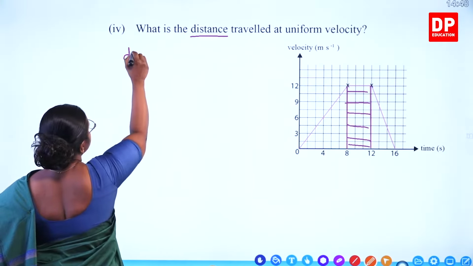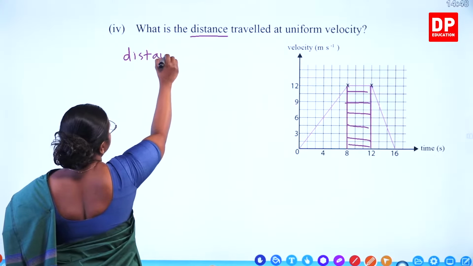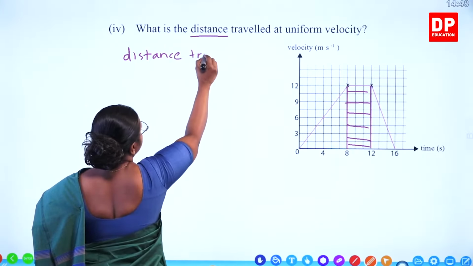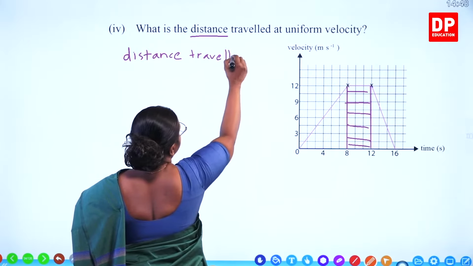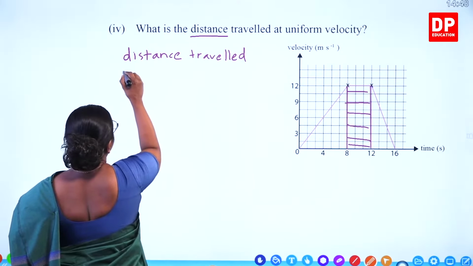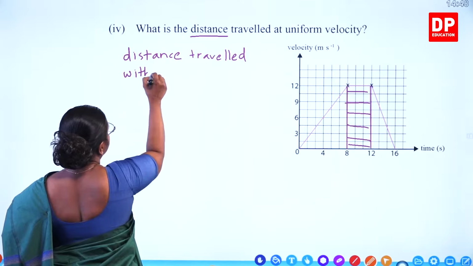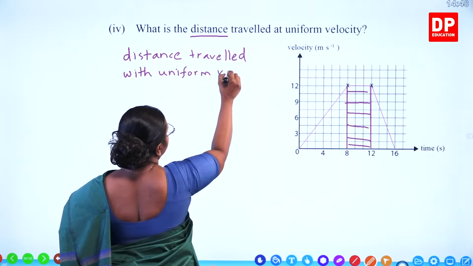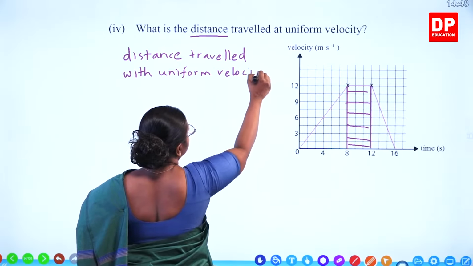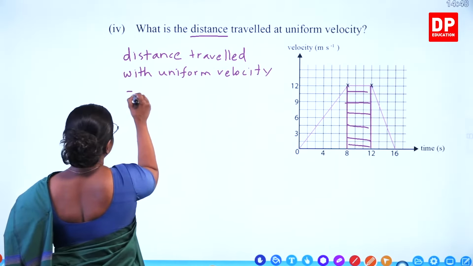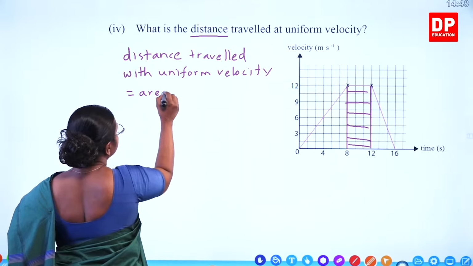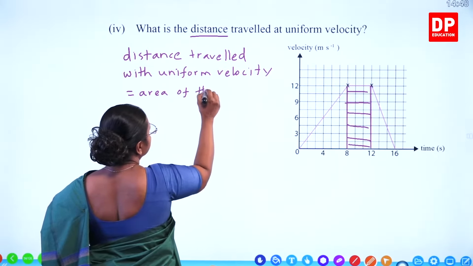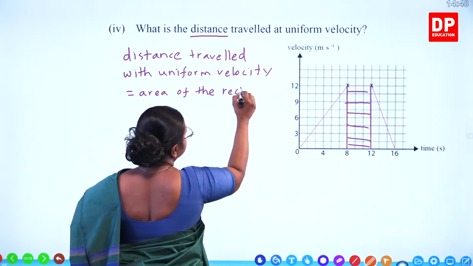So distance travelled with uniform velocity is equal to area of the rectangle.